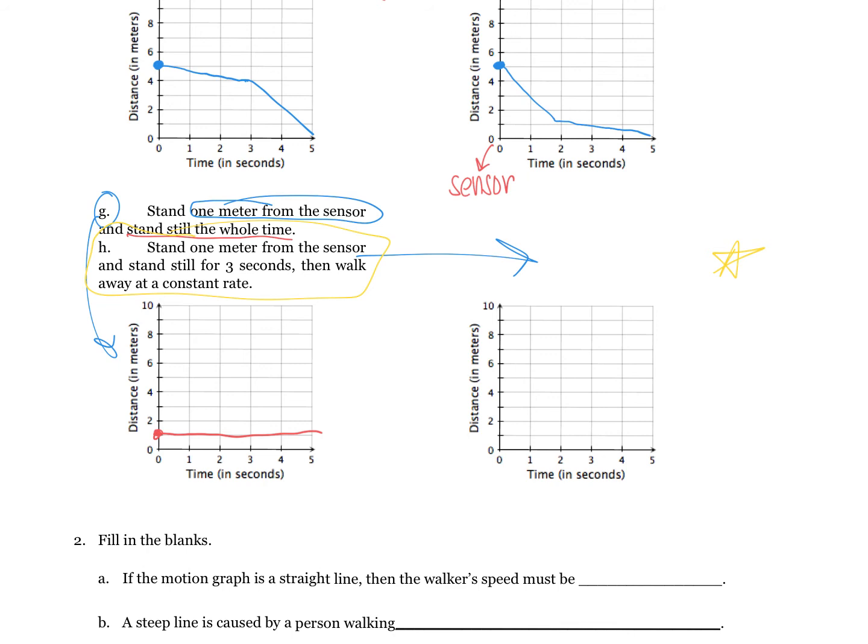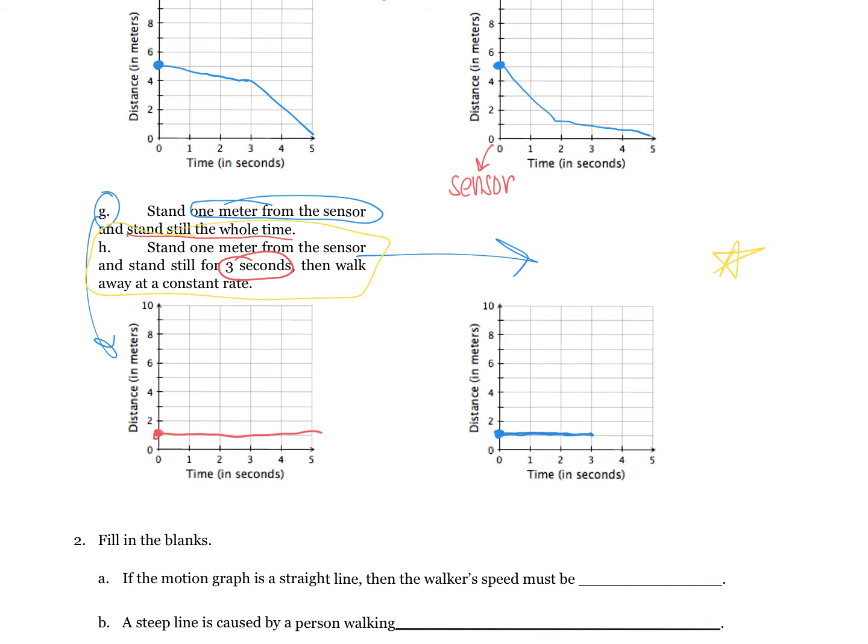Stand 1 meter away from the sensor. So, drawing my dot at 1 meter. Okay? And I am standing still for 3 seconds. Now, this is just what we talked about on the last problem, right? If we're standing still, our distance is not increasing nor decreasing. But what's important here is this 3 seconds, right? I am standing still for 3 seconds. So I drew a straight line at 1 meter all the way up until 3 seconds.